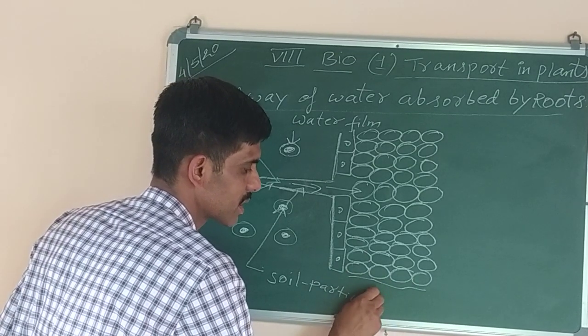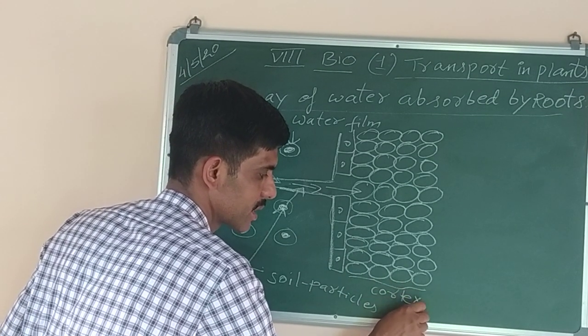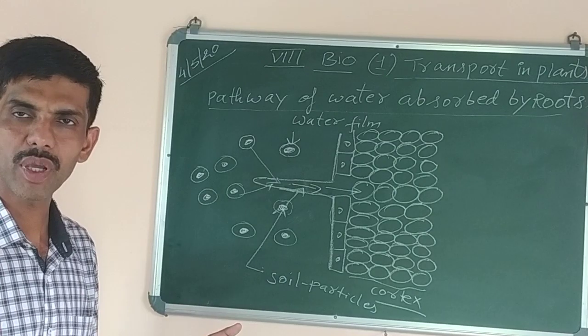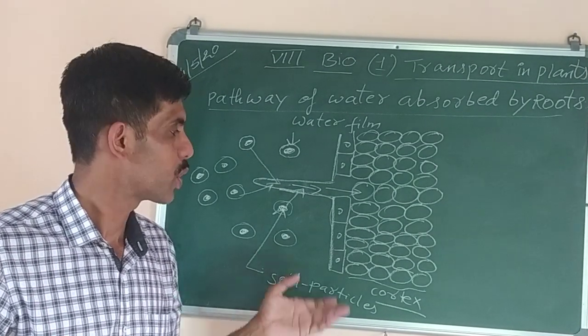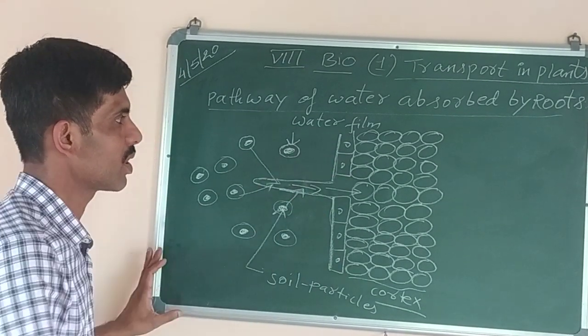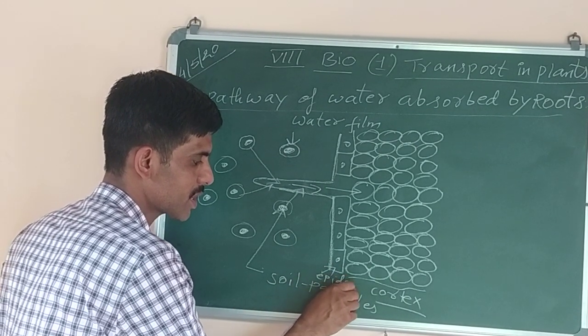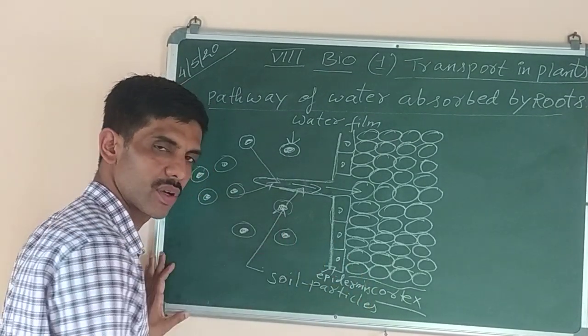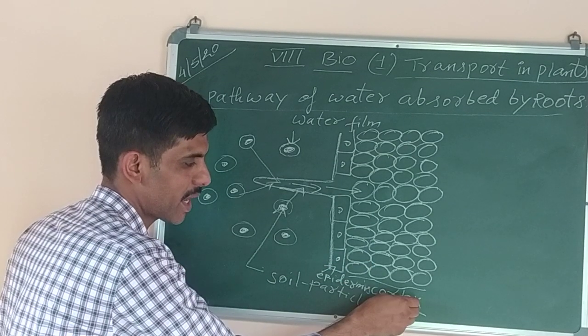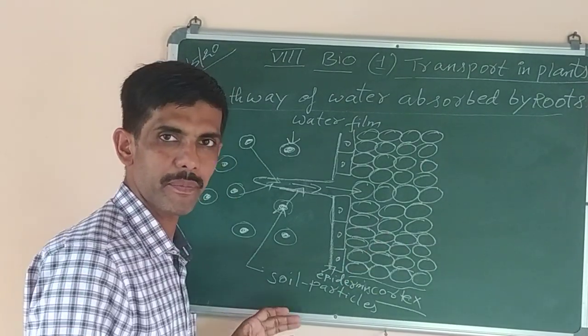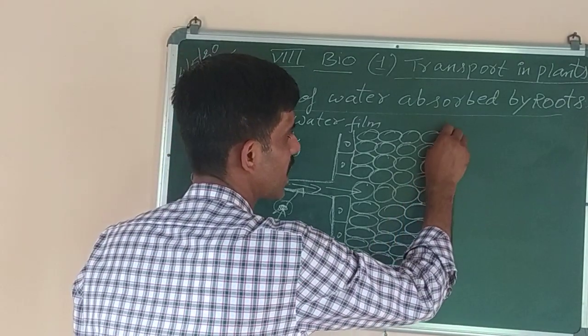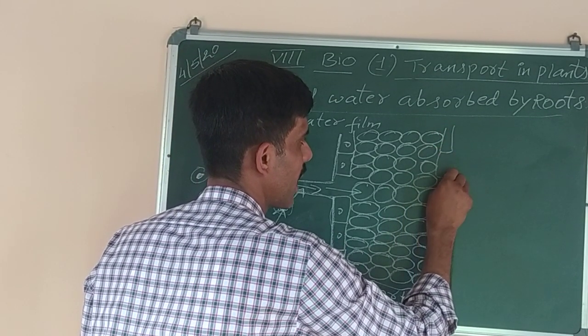These are called cortex, C-O-R-T-E-X, cortex. What is cortex? It is the name given to the layer of cells which are present below the epidermis. The outermost layer of cells is called epidermis. Okay? So epidermis, below that cortex. Then we have endodermis, another layer of cells which is called endodermis.